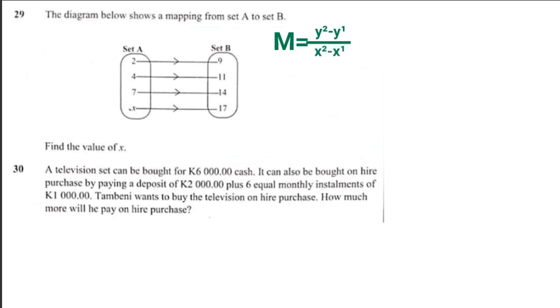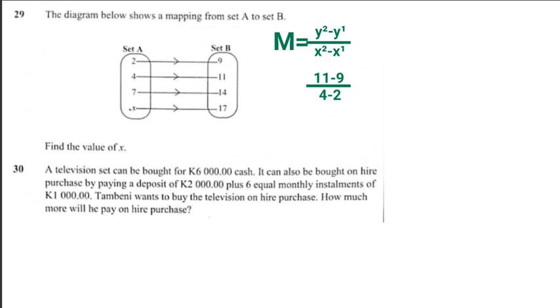So I'm going to pick the first two elements in y, which are 9 and 11. So I'm going to subtract 11 minus 9. And from x, I'm going to pick 4 and 2. Make sure you get the matching pairs. So it will be over 4 minus 2.